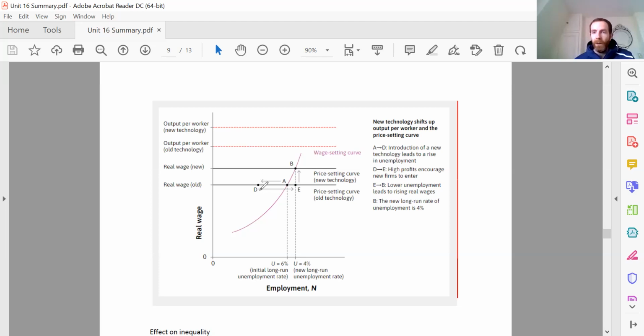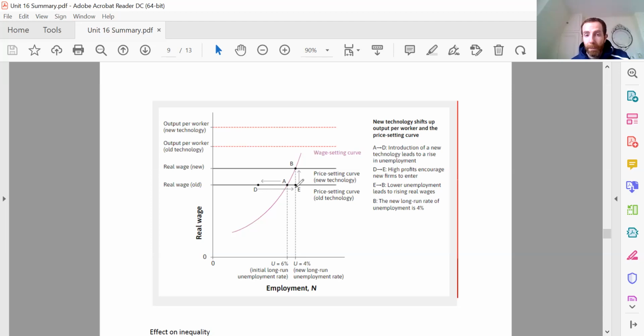And here is where we get a very important assumption to explain this story, which is that this improvement in output per worker and the potential for high profits attracts new firms into this industry. And those new firms entering need to hire people. And so that's what's going to move us from point D to point E. This increase in the number of firms means more workers are getting paid, and it's going to push employment up to level E, past A, so a higher level of employment than before.